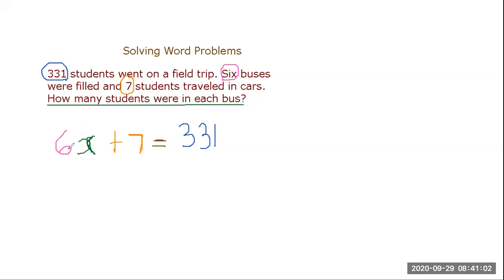I multiplied it by 6 because they said that there were 6 buses and the students went in the buses. So I have to multiply it to see how many students there are. Now, there's an extra 7 students, and all of that should equal the total amount of students.